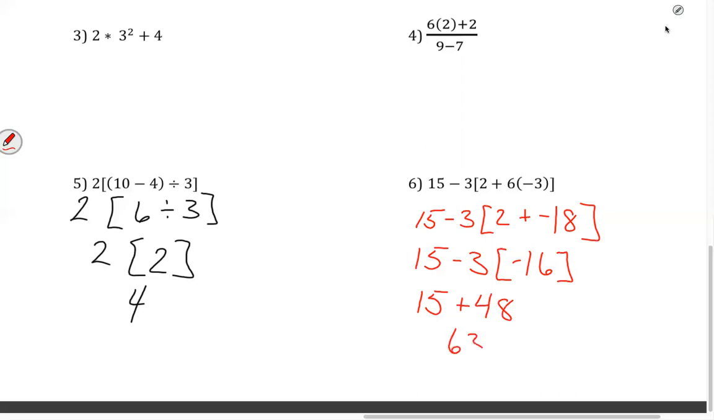So the answer is actually 63. But I'm more excited that you got all the steps correct than the answer. The answer doesn't mean much to me. So nice job on that. All right, let's turn the page.